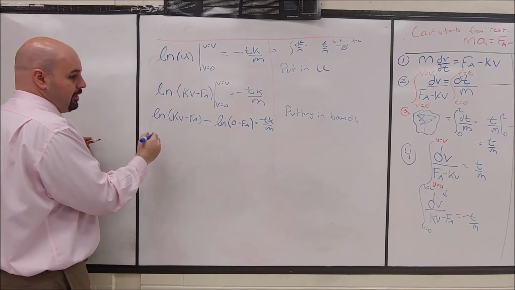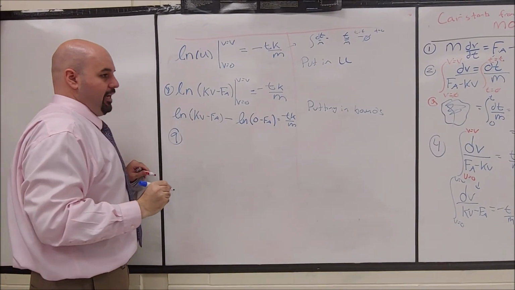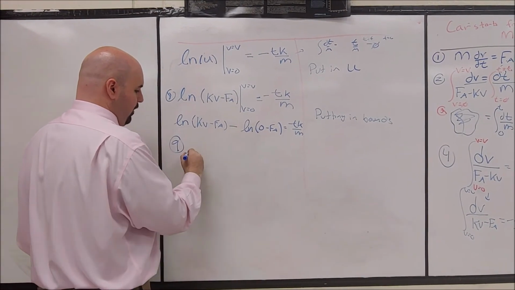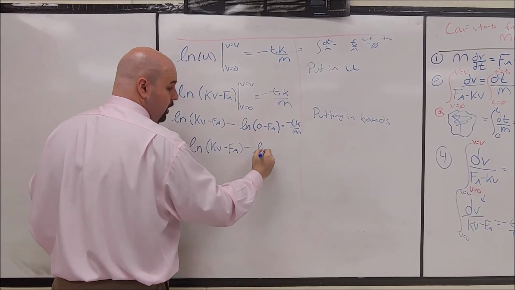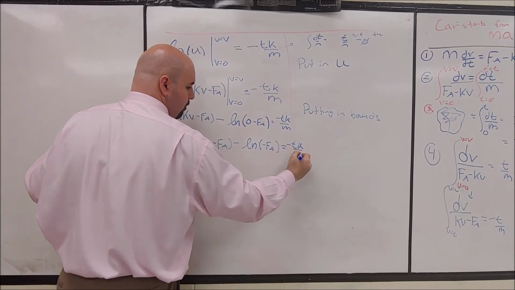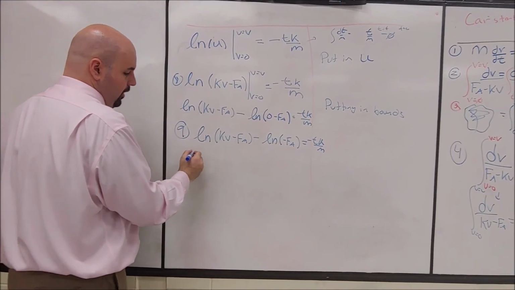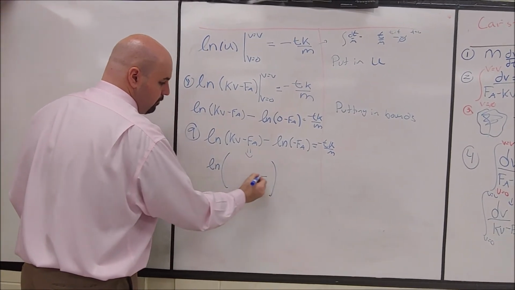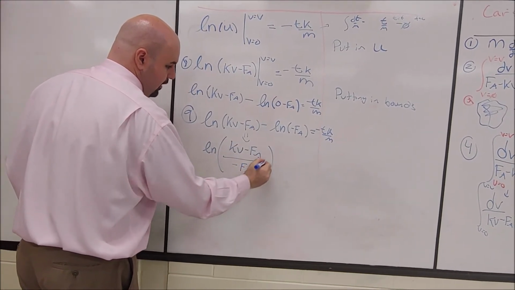Now at this point, this looks really ugly. Let's simplify. This is step 8, which means this is step 9. If you're angry there's 9 steps in a physics problem, welcome to real physics. Okay, I'm going to simplify. This becomes natural log of kv minus FA minus natural log of negative FA equals negative tk over m. Thankfully, we have a cute little thing. When we have natural log of two things, it becomes a simple version. It becomes natural log of first minus second.